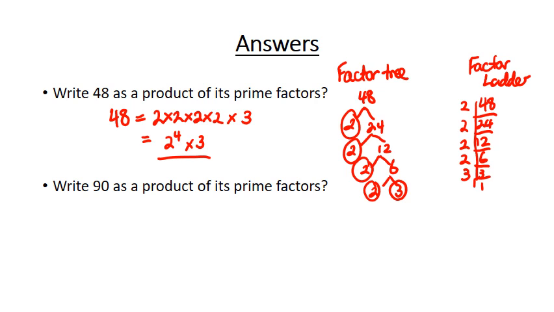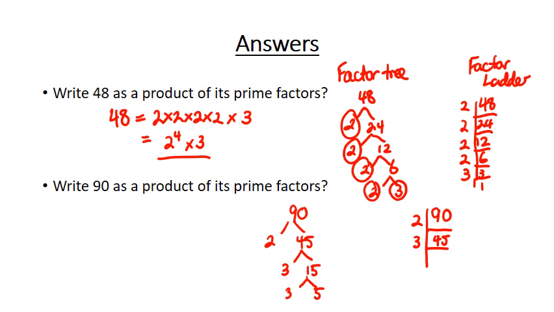If we're going to write 90 using our factor tree, we've got 90. I'm going to divide by 2, it's going to give me 45. I'm going to divide by 3, it's going to give me 15. I'm going to divide by 3, it's going to give me 5. If I'm doing my factor ladder, I've got 90. I'm going to divide by 2, it's going to give me 45. I'm going to divide by 3, it's going to give me 15. Divide by 3, it's going to give me 5. Divide by 5, it's going to give me 1.